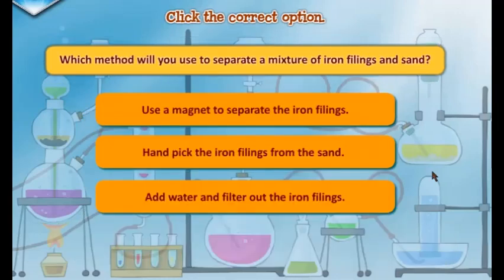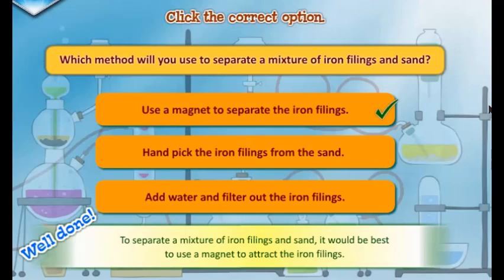Which method will you use to separate a mixture of iron filings and sand? Well done. To separate a mixture of iron filings and sand, it would be best to use a magnet to attract the iron filings.